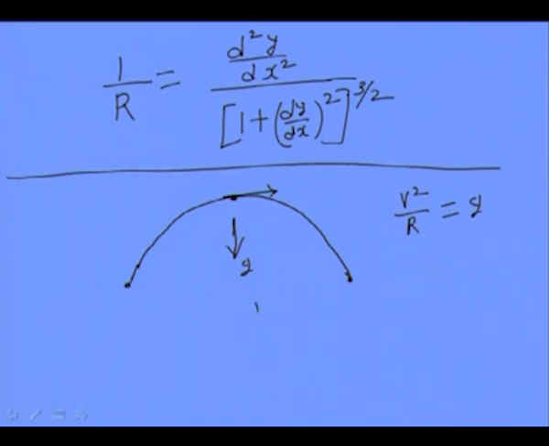So therefore r is equal to v square by g, where v is the horizontal component of the velocity of the projectile. Using that, you can find out the radius of curvature. Although the radius of curvature could also have been found from the parametric equation of this parabola.